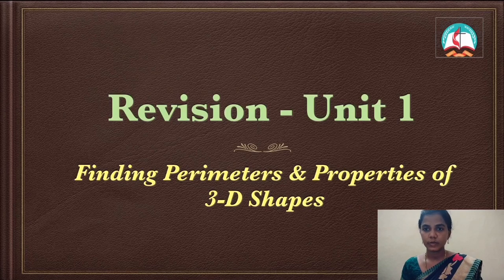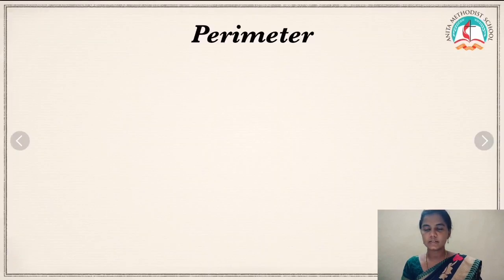Good morning everyone. In this class we are going to revise finding perimeters and the properties of the 3D shapes. Okay. So in last lesson we learned the properties of the quadrilateral and the properties of the circle. So let's move on to the lesson.